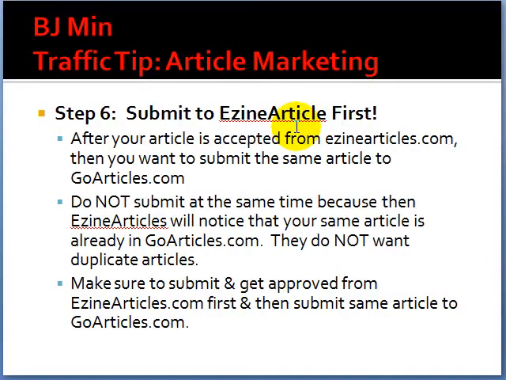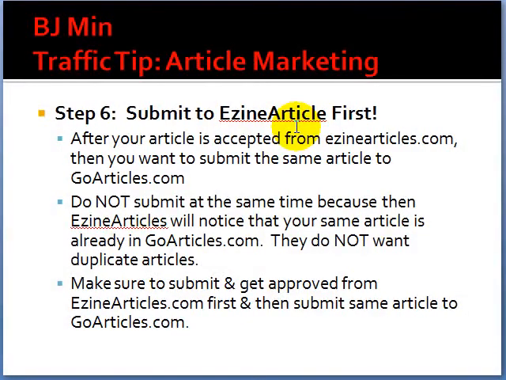So what you want to do is submit your article. Once it's finished, you want to submit to article directory at eZineArticles.com first. After that article is accepted, they'll send you an email, or you could go to eZine Articles and check the status of the article. Once it is accepted and approved, then you want to submit the same article to GoArticles.com. That's the two-step strategy you want to do.